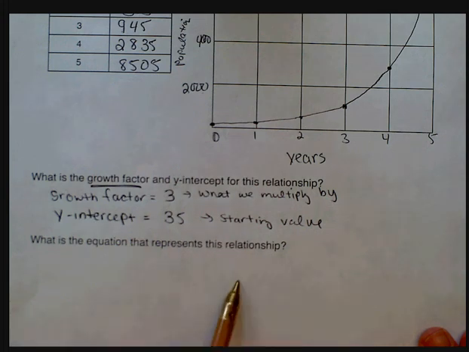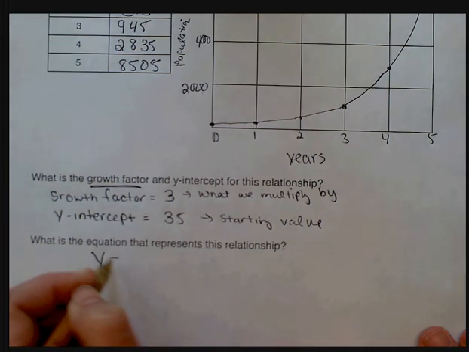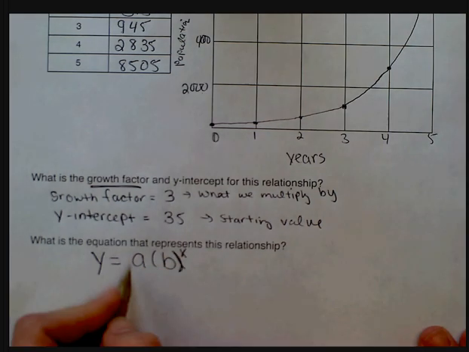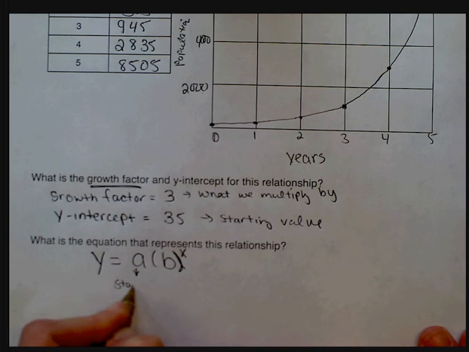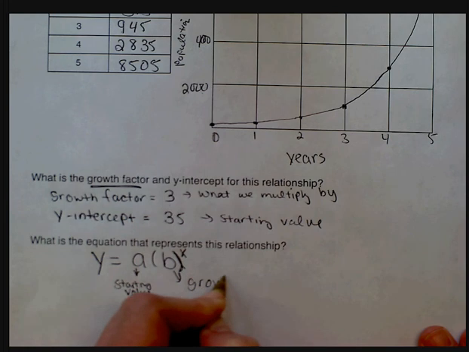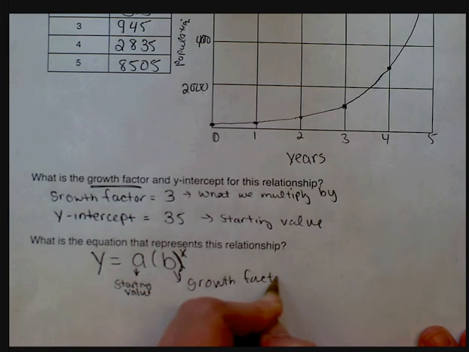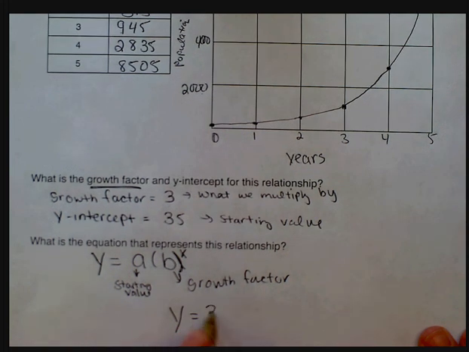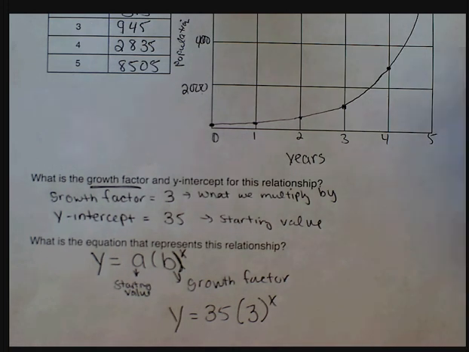So the third question says, what is the equation that represents this relationship? And the equation for exponential is always y equals a times b to the x, where a is the starting value, and b is the growth factor. So our equation is y equals 35 fish to start with, and we grow by tripling, which is multiplying by 3 to the x power. Alright, so there's your example of exponential growth.